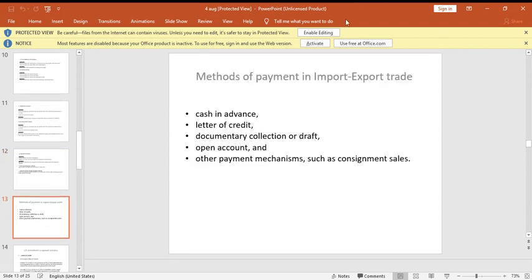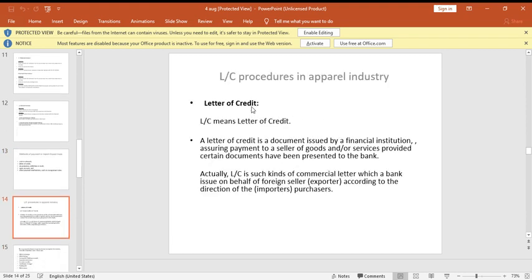And the methods of payment in import and export trade, meaning in what different ways we are going to make payment in export and import trade. These are the methods. Then L by C traditions in the apparel industry.